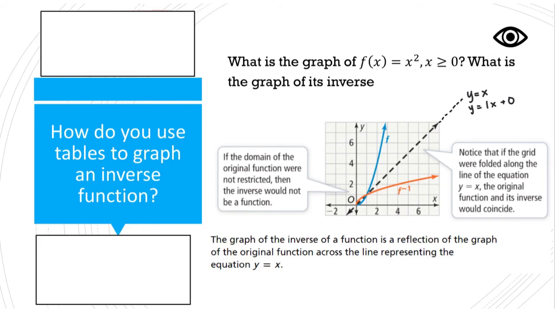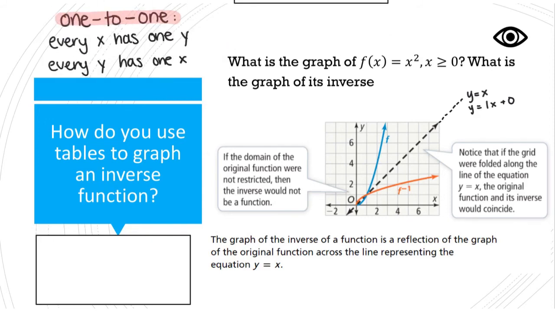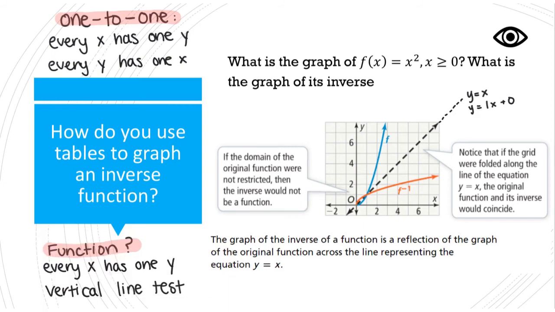A couple of things I want to mention that show up in your homework that might be beneficial for you to write down. One of the questions in the homework asks about whether something is 1 to 1. As a reminder, 1 to 1 means that every x has one y and every y has one x. So we don't have any repetition. Another great way to think about that is whether something is a function or not.